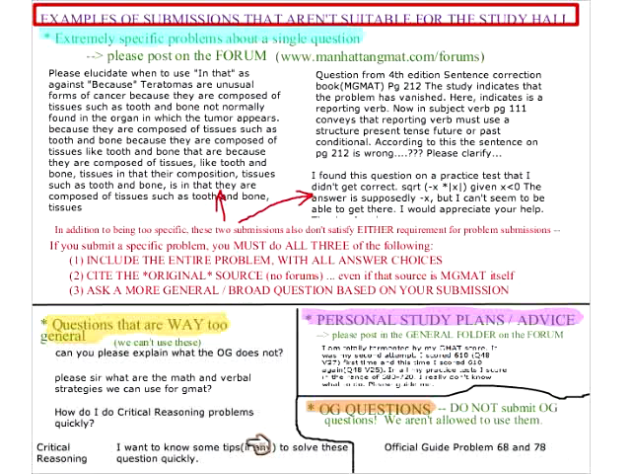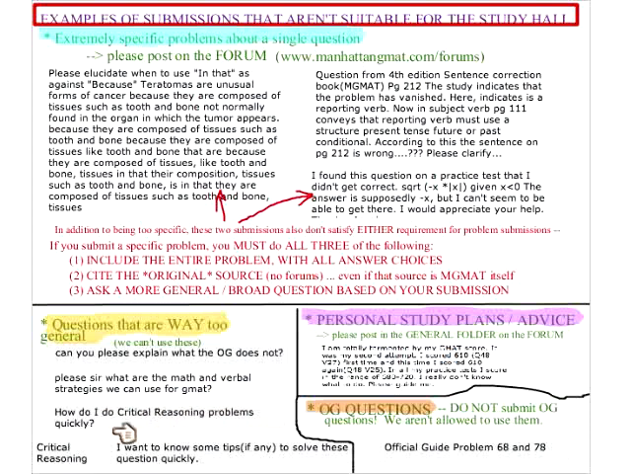Then there's these, I hope that you guys understand why these questions, we just can't possibly use them. Can you explain what the OG does not explain? That's a lot of stuff. It's not really something we could do in one study hall. What are the math and verbal strategies we can use for GMAT? That is basically everything that we have ever taught. So we definitely can't teach everything we've ever taught in one study hall.